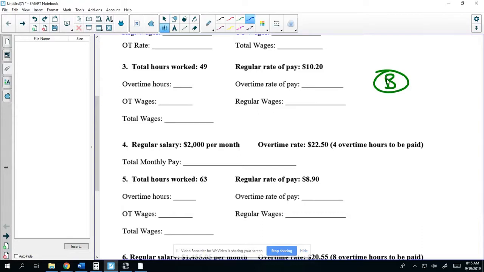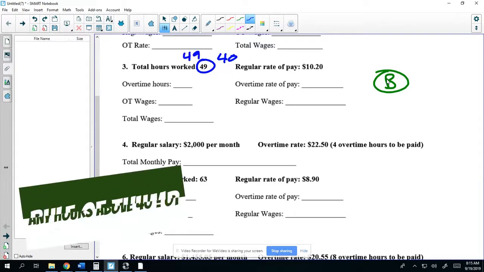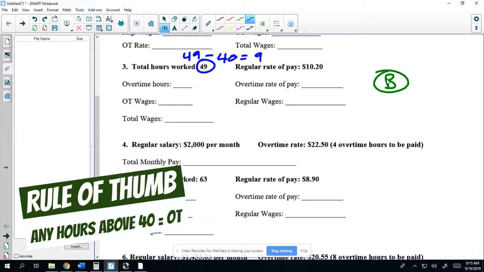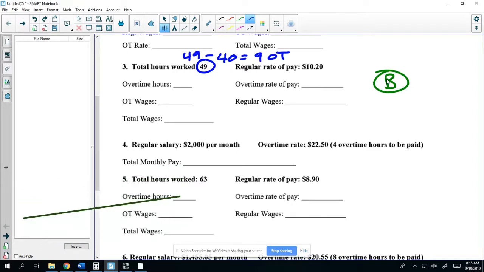We're going to call this type of problem problem set B, because we have to calculate how many hours of overtime were worked. Remember our rule of thumb from last week. A regular work week consists of 40 hours. Anything over that is considered overtime. So we're going to subtract 40 from the total hours worked of 49 to find out that there were 9 hours of overtime worked. The rest of the process is the same as problem set A.